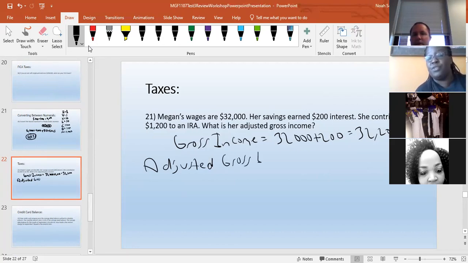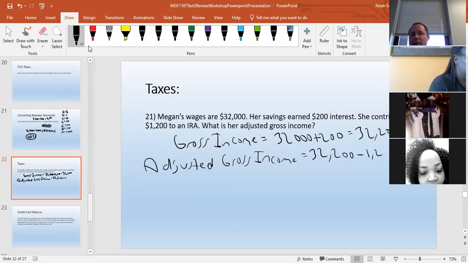The 1,200, that's right. Any contribution to an IRA is a part of an adjustment. So we're going to take 32,200 and subtract off 1,200, and that's going to give us 31,000 as the result there. And so there's our adjusted gross income.